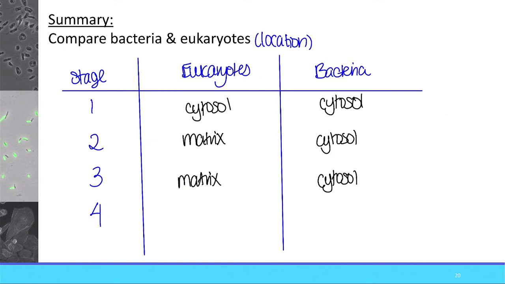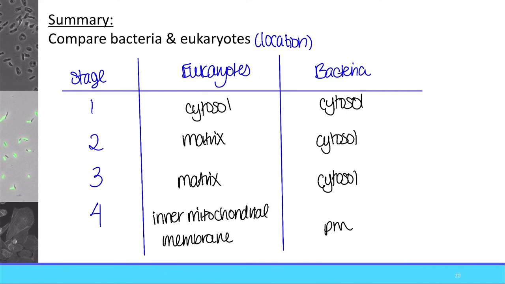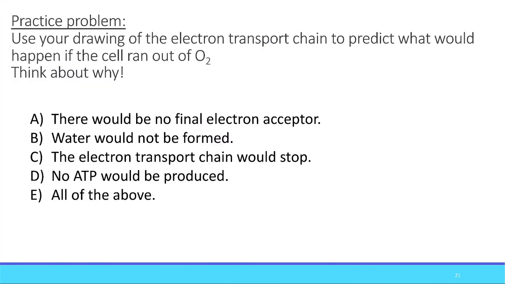And then last but not least, stage 4, electron transport and chemiosmosis, occurs in the inner mitochondrial membrane. And for bacteria, this occurs in the plasma membrane. So again, just a nice little summary chart for us to keep track of where everything is happening. So we've got 2 practice problems that we are going to talk about, and then this will be the end of aerobic respiration.